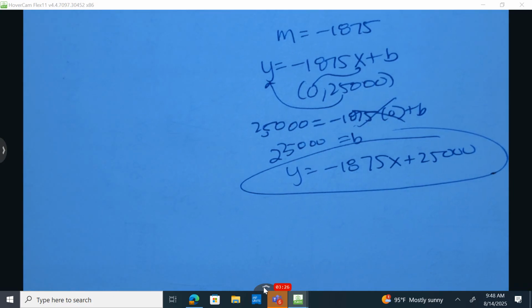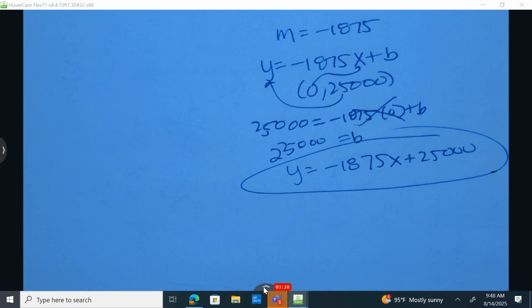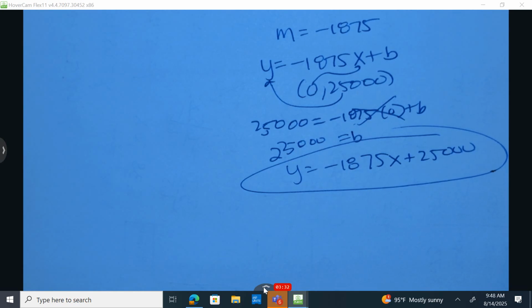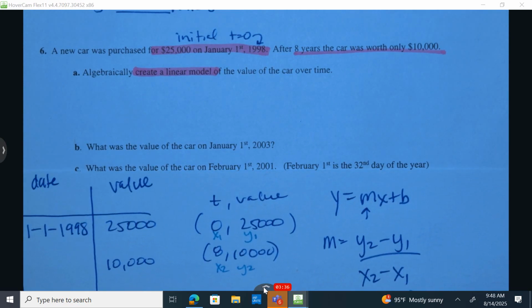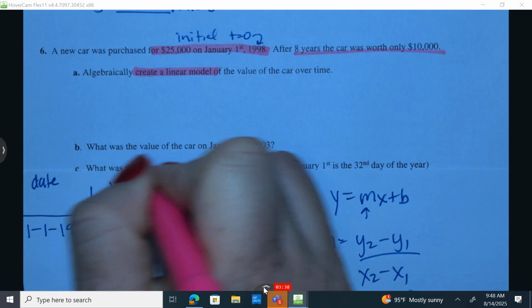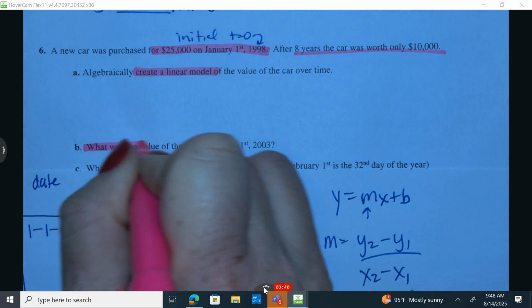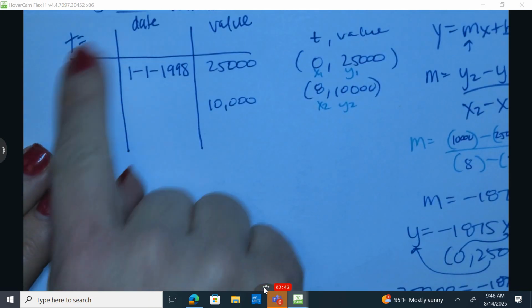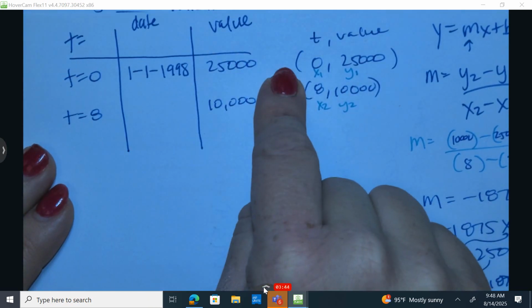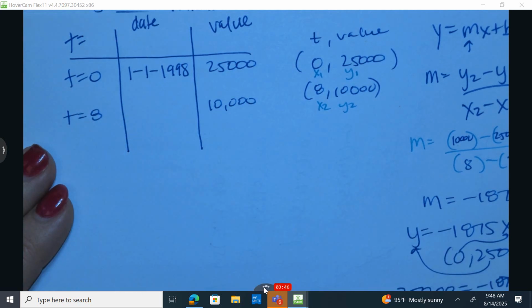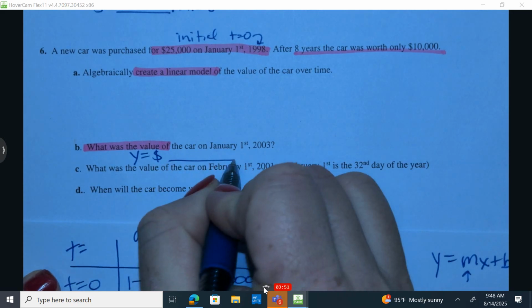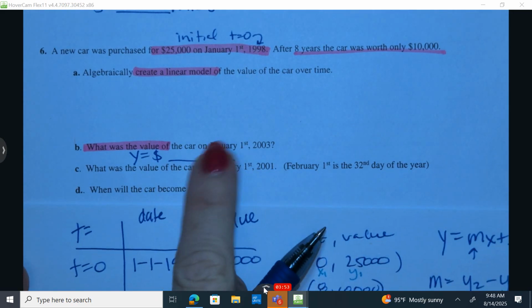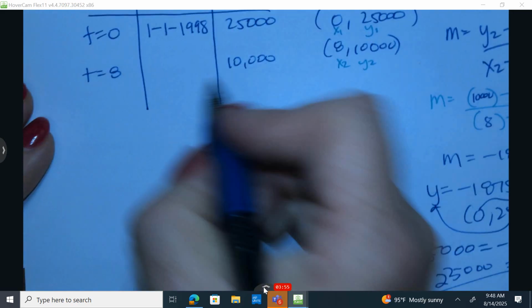Now, how can we use that to answer the next 3 parts? So I'm going to jump back to this, and it says, grabbing your highlighter, please, what was the value of the car? What was the value? So is the value our x or our y? Is the value x or y? Y. So I want to know what is the value of the car, and then I'm going to come over here, January 1st, 2003.